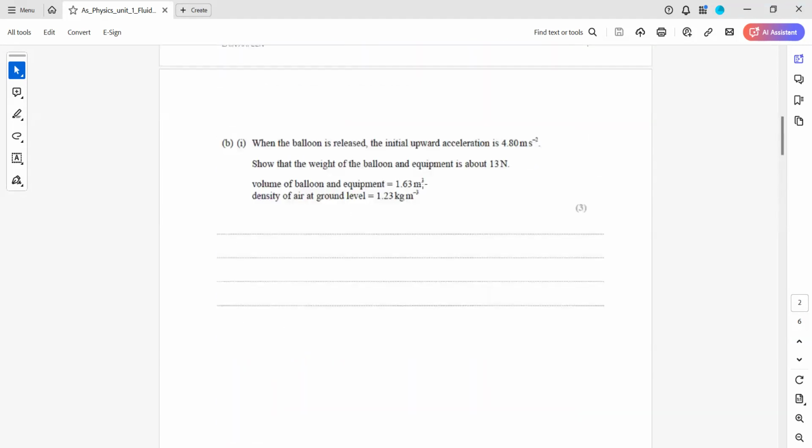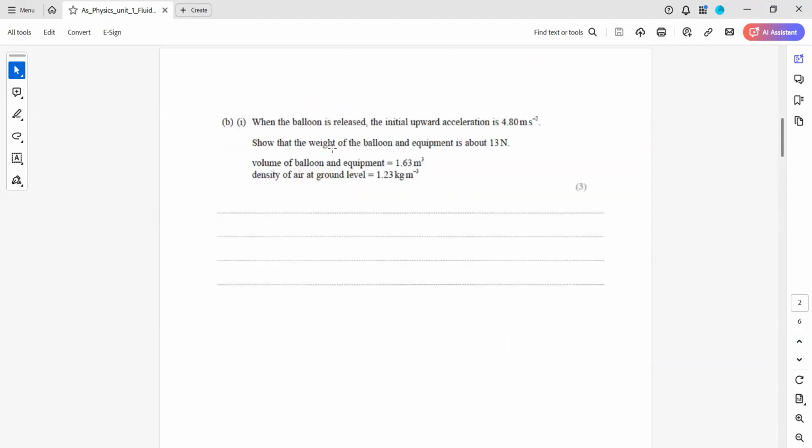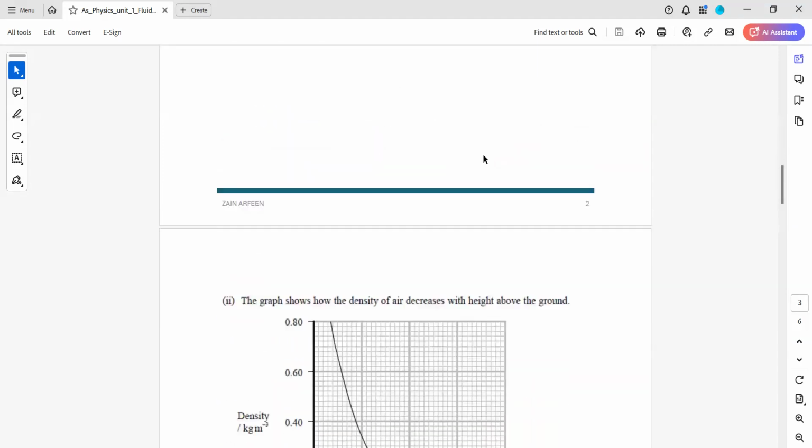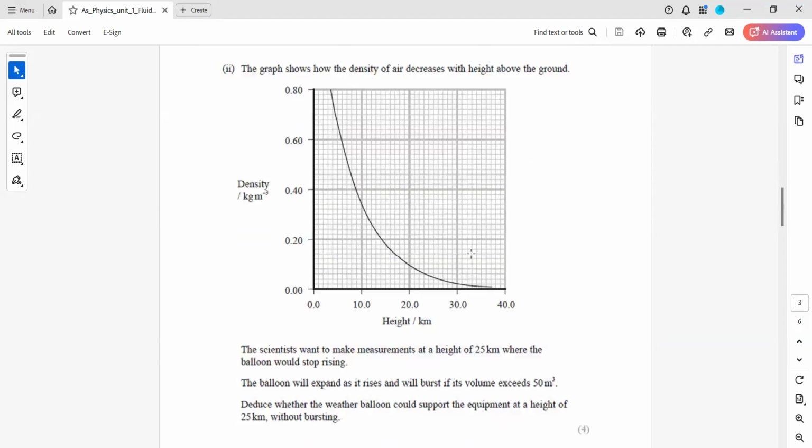Like the density of the air, volume, the weight is 13 Newton. And at 25 kilometers, the balloon will stop rising. So when it stops rising, initially why was it rising? Because the upthrust was greater than the weight. Upthrust was more than the weight, so it was accelerating upward.